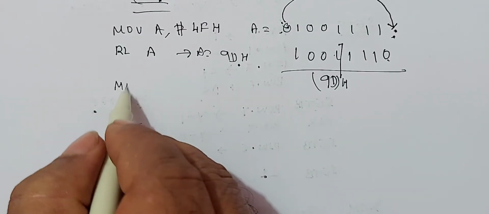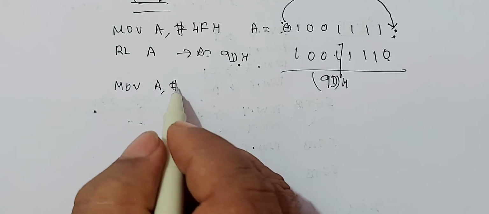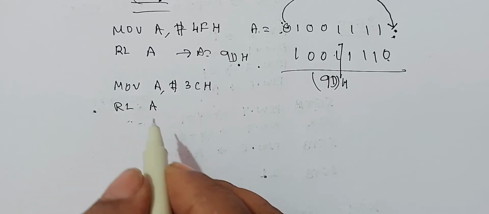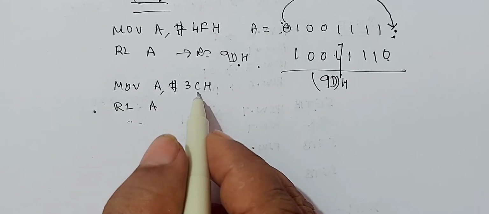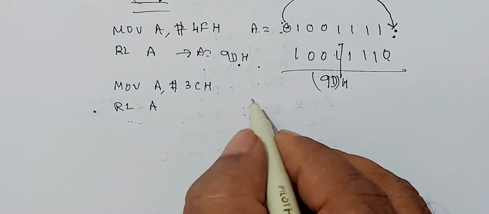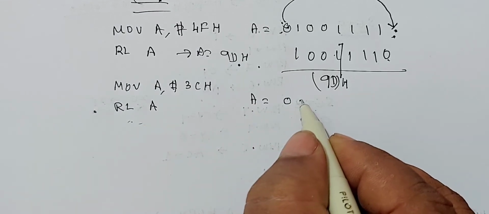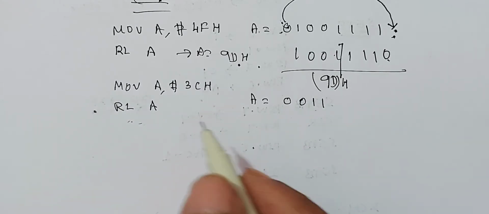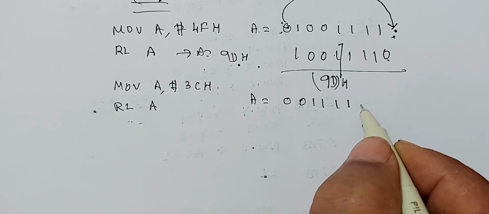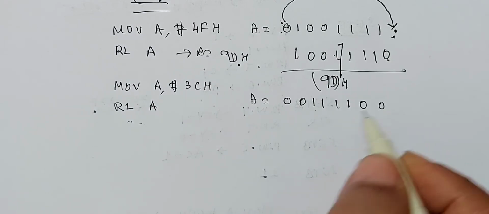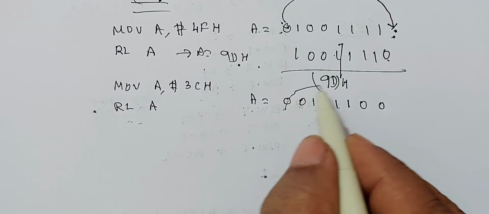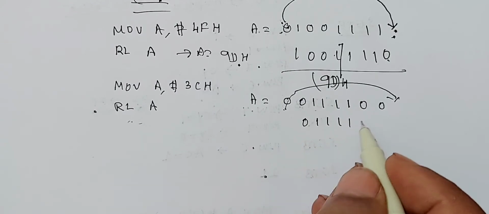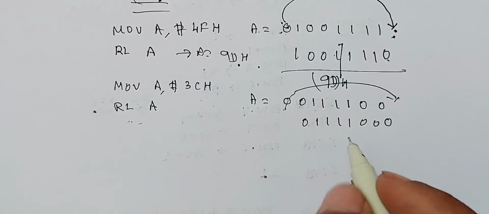Another example: MOV A, #3CH. RLA. The content of A is 3C. Rotate this to the left side. A is equal to 3 means 0, 0, 1, 1. C, A is 10, B is 11, C is 12. That is 1, 1, 0, 0. Simply take this MSB to LSB. Make the remaining as it is: 0, 1, 1, 1, 1, 0, 0. This 0 goes to LSB.